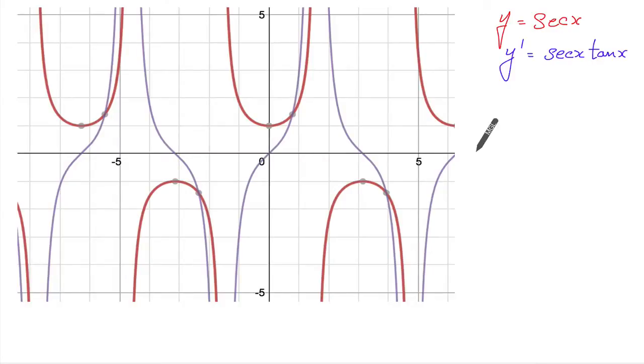So using an online tool called Desmos, I have grabbed my secant of x and its derivative, secant x tan x. And we want to identify some of the key features on secant of x and secant x tan x. To help us do this, let's get some bearing by drawing our cos of x graph here.